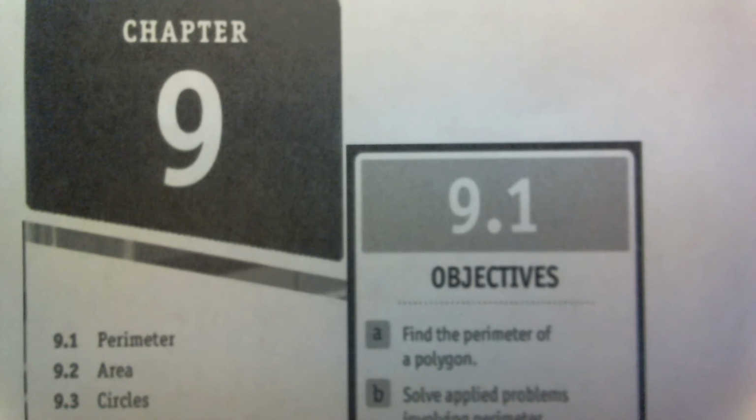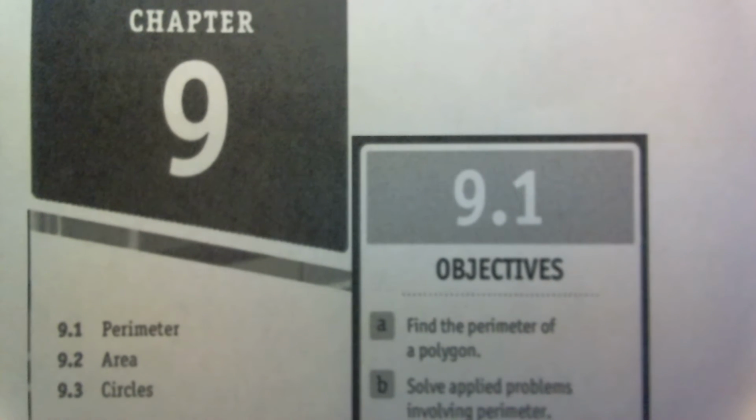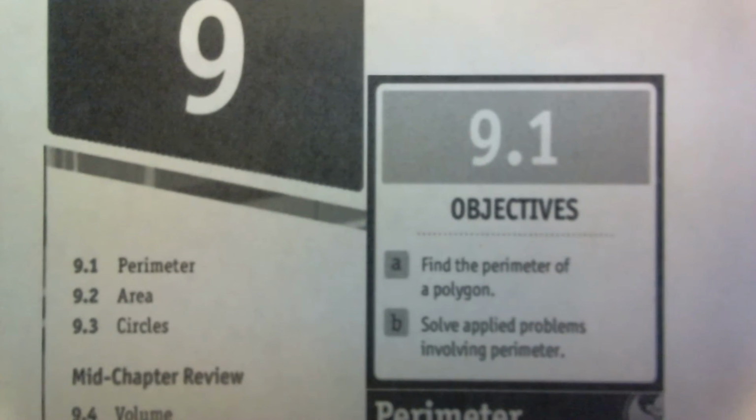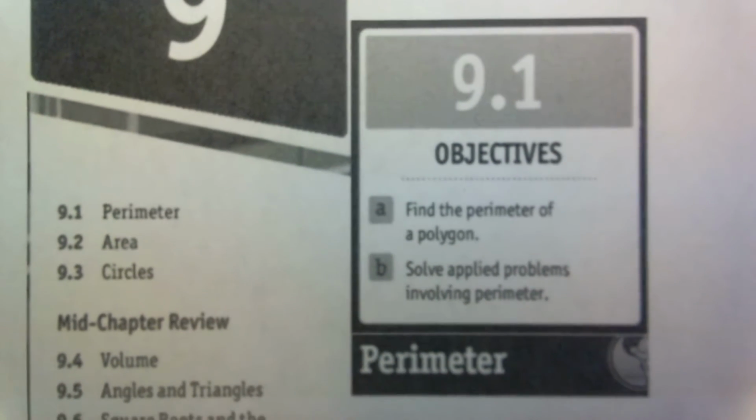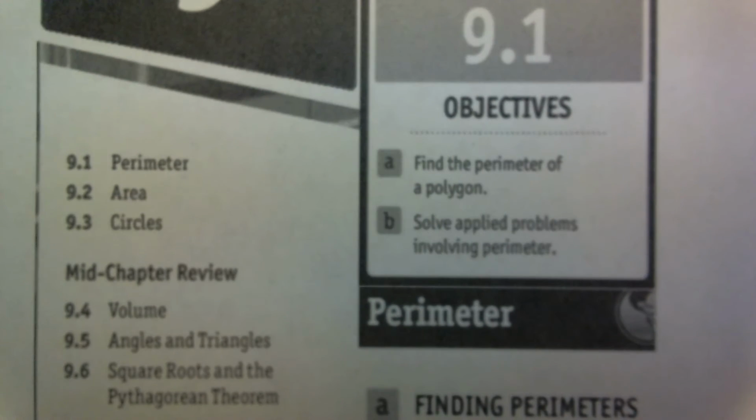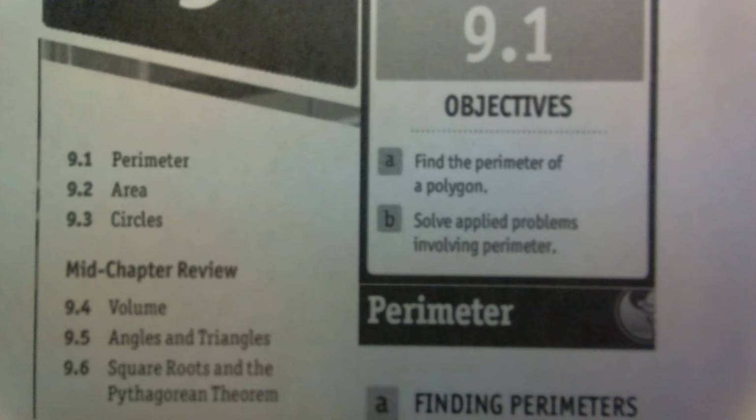Chapter 9 is about geometry, and as such, it covers many different aspects, such as perimeter, area, circles, volume, angles and triangles, square roots, and also the Pythagorean theorem. Section 9.1 is about the perimeter of a polygon, and then we solve some applied problems involving perimeter.